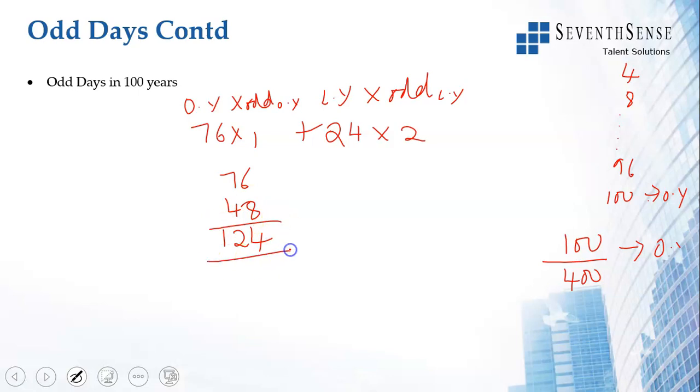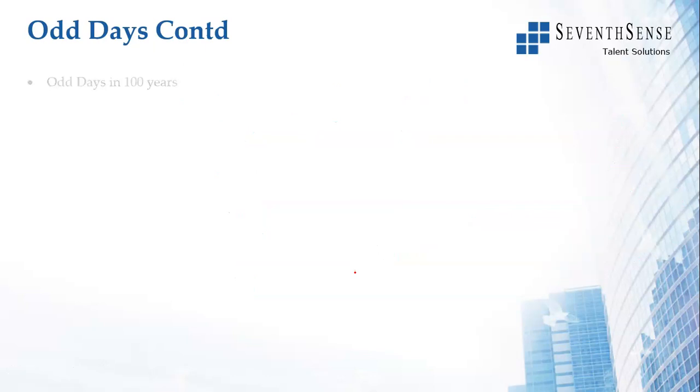124 when you divide by 7 gives you 5 as the remainder. Divided by 7, 54 is 49 plus 5. 5 is the remainder. You have 5 odd days in 100 years. Very, very important. 100 years has 5 odd days. Very, very important. Please remember this.